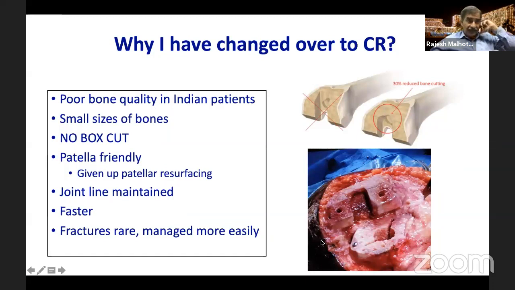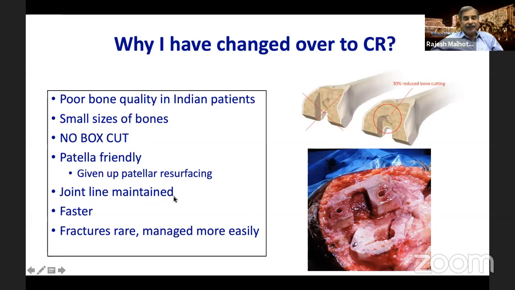So why I changed over to CR: my boss, Dr. Bhan, used to do only PS knees always. But then there is poor bone quality in Indian patients. That's a case in favor of the CR knee. There is no box cut. Look at the amount of bone which is removed in a box cut. It's a patella friendly thing because there's no box here, so the patella is not articulating or causing a clunk here.